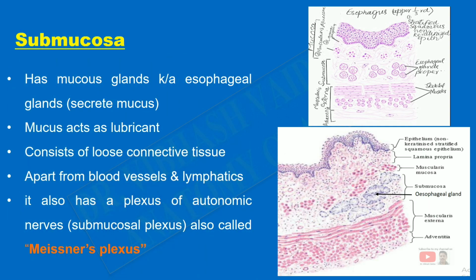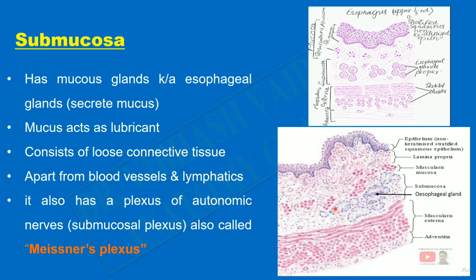Now after the mucosa we have another layer, that is the submucosa. Here we can see in this diagram, this is the submucosal layer, and this submucosal layer has mucus glands, and these mucus glands are also known as the esophageal glands. You can see in this picture, on both the pictures we have an esophageal gland, and this esophageal gland secretes mucus, and this mucus acts as a lubricant of the esophagus.